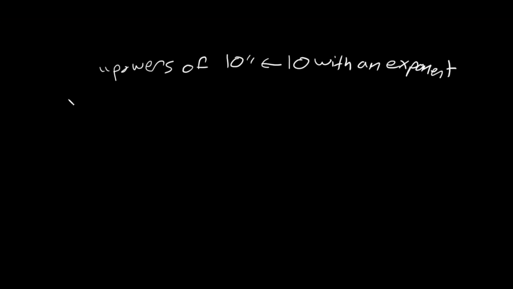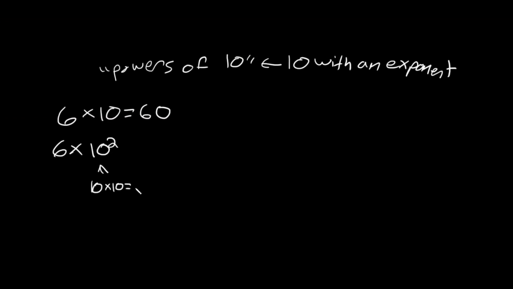So, for example, we already know that, let's say, 6 times 10, well, that is going to be 60. But what happens when we have 6 times 10 squared, or 10 to the power of 2? Well, if you recall what an exponent means, this is just going to mean 10 times 10, and 10 times 10 is just equal to 100. And then 6 times 100 is 600.